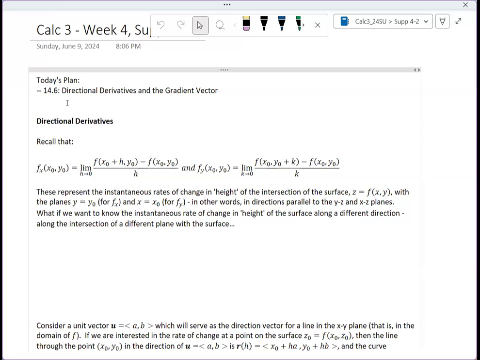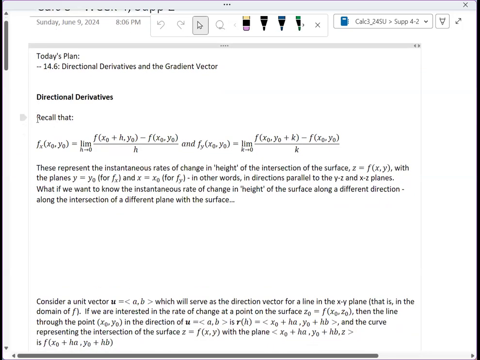Okay, so starting into directional derivatives, recall the definitions for the partial derivatives, partial f with respect to x and partial f with respect to y. They were defined this way. Note that, for instance, for the partial with respect to x of f, we vary the x coordinate but leave the y alone, and vice versa with the y partial. These partials represent something like instantaneous rates of change in height of the surface, z equals f of x, y.